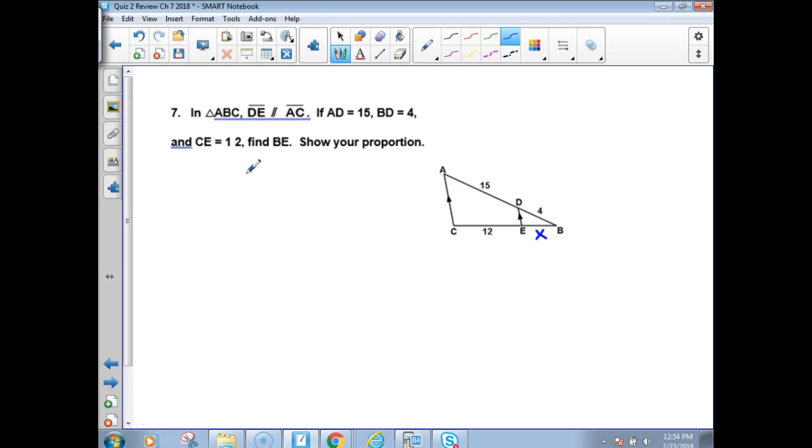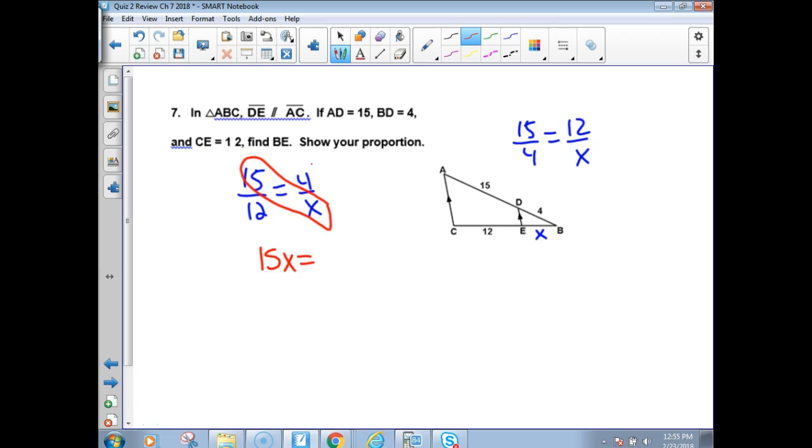So 15 over 12 you can do is equal to 4 over x. Or, of course, you could go 15 is to 4 as 12 is to x. Regardless of which way you do it, and again, 4 possible ways to write it correctly, as long as you've got 15 across from your x, you're in good shape. So 15 times x is equal to 4 times 12, which is 48. We're going to divide by 15.